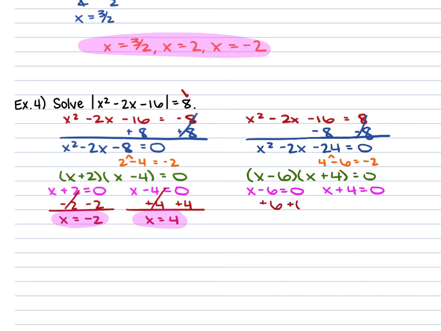We can add the 6 to both sides. We get that x is equal to 6. We can subtract the 4 from each side. We get that x is equal to negative 4. So we have 4 solutions here. X is equal to negative 2. X is equal to 4. X is equal to 6. And x is equal to negative 4.